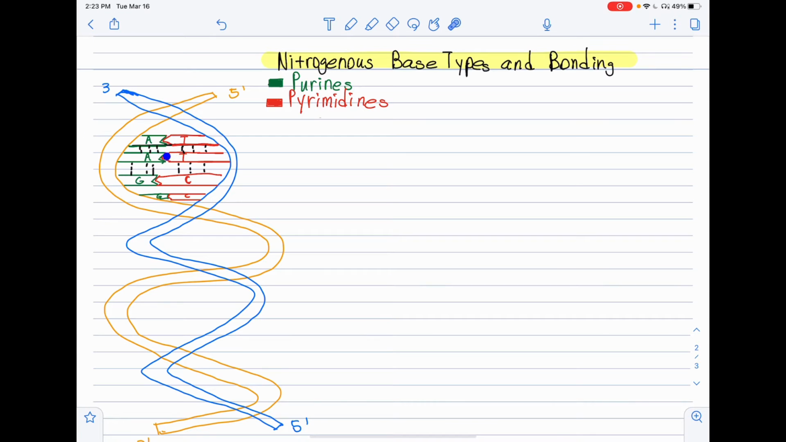Nitrogenous bases connect DNA strands together by forming hydrogen bonds between each other. And there are two types of nitrogenous bases. There are purines, which have 2 rings, and pyrimidines, which have 1 ring. They arrange themselves almost stacking on top of each other because of their hydrophobic nature, because DNA strands are usually in the presence of high amounts of water.